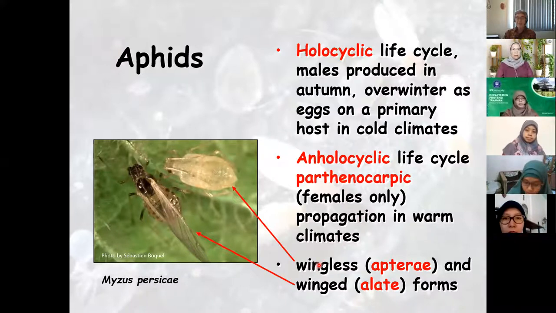There are two main forms of adult aphids, wingless or apterous aphids. This is Myzus persicae here with no wings, and winged or alate aphids. One here, and you can see the wings there. The winged aphids are the most common form of the vector, because they can move much more easily from plant to plant than an aphid walking from plant to plant, much quicker if they fly.